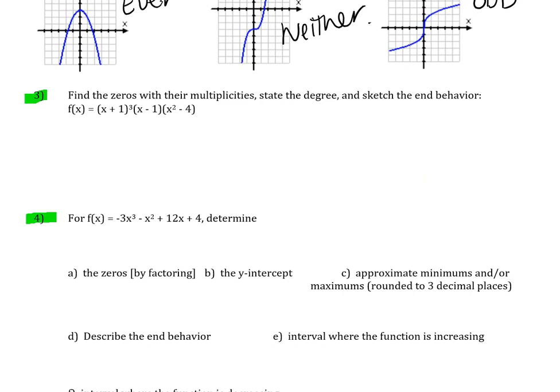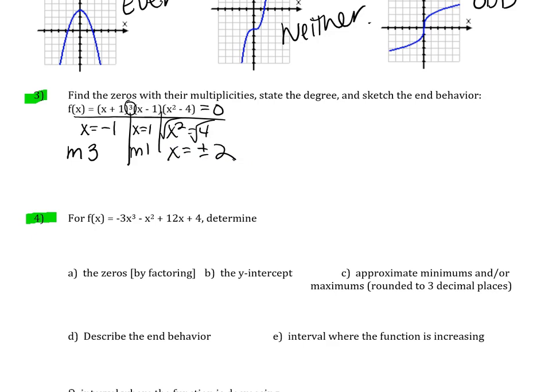Okay. If I give you a function and I want to know its zeros, in this case, it's already factored for me, so I just have to set it equal to 0. So I'm noticing that I would get x equals negative 1 as one of my zeros, but it's occurring 3 times. So that's a multiplicity of 3. This is x equals 1, but it's only occurring once. And x squared minus 4, you could factor that or add the 4 over and take the square root. You would get 2 solutions here, plus or minus 2, each occurring with a multiplicity of 1.